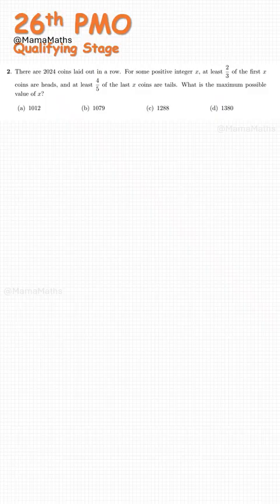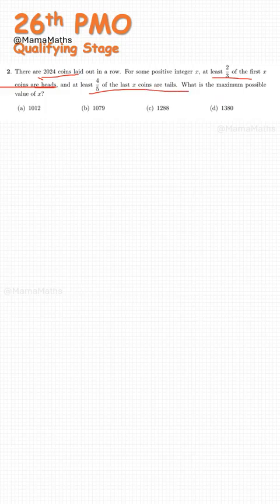Second question from part 2 of the qualifying stage. There are 2024 coins laid out in a row. For some positive integer x, at least 2/3 of the first x coins are heads, and 4/5 of the last x coins are tails. What is the maximum value of x?